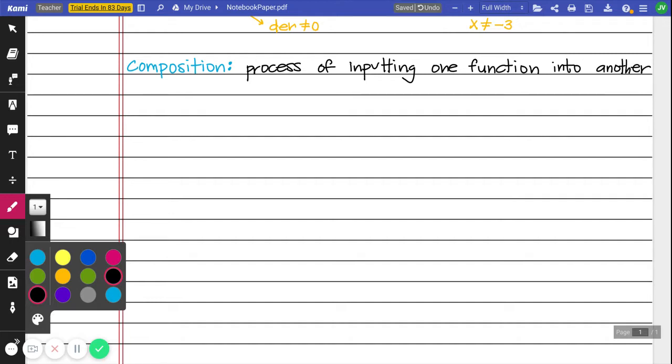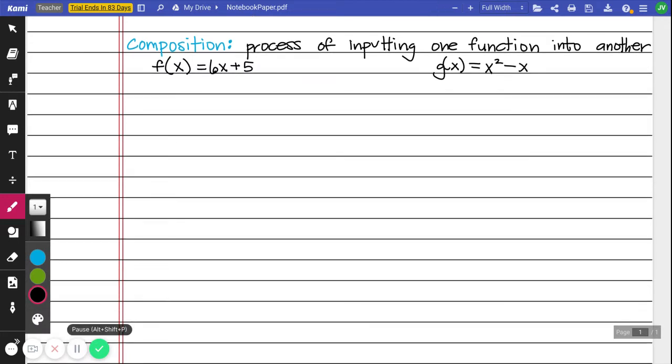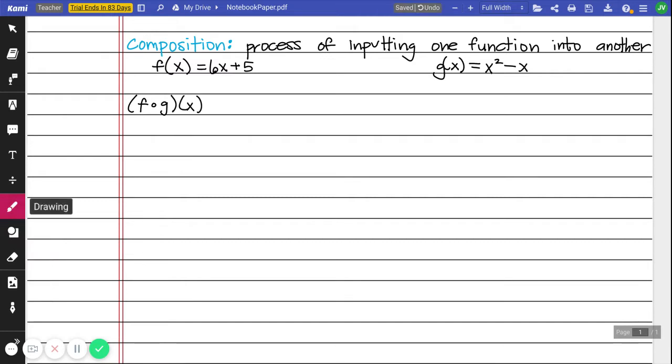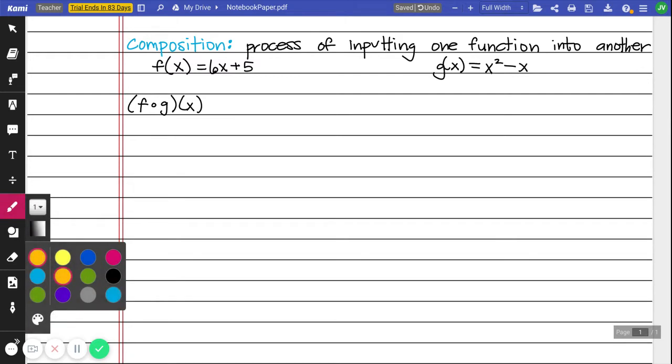Okay, so I'm going to talk through two functions. f of x is going to be 6x plus 5, and g of x is going to be x squared minus x. So we've got f of x equals 6x plus 5, and g of x equals x squared minus x. The first thing we're going to do here is f of g of x. Right there, it looks like fog. It is pronounced f of g. That's how we read it. We want to be able to read it. So what it means is f of g of x, and it means that g of x is going to get plugged into f.